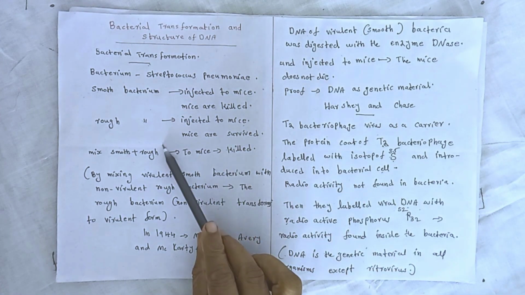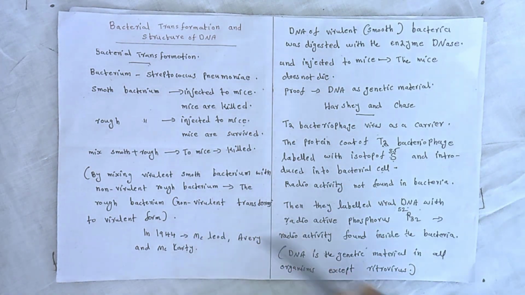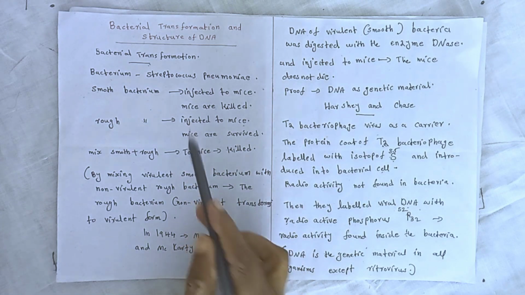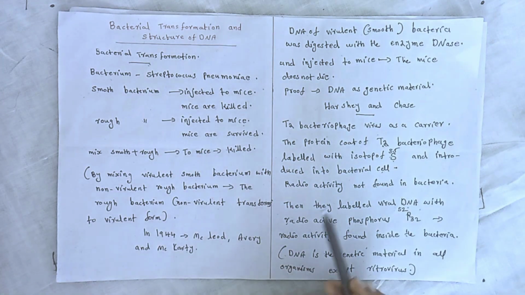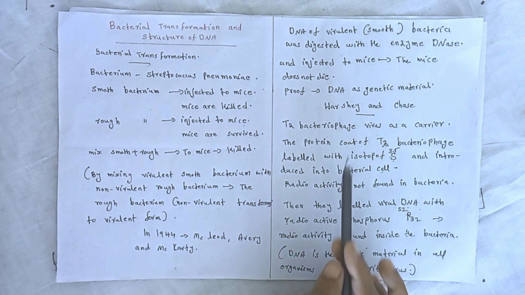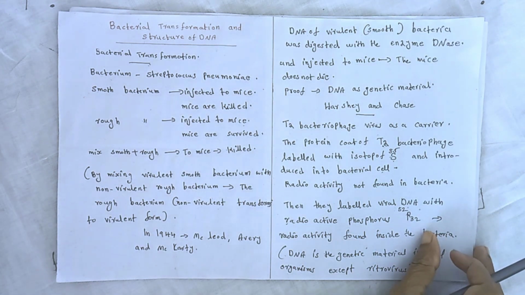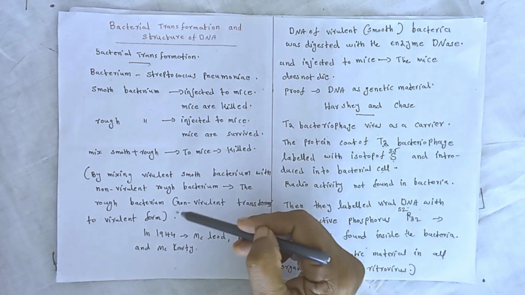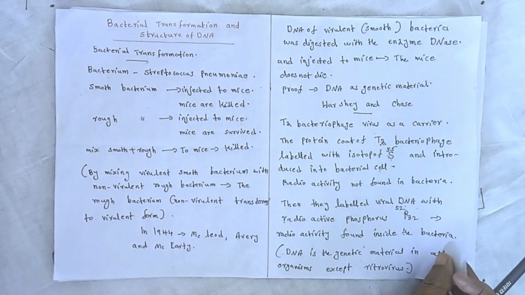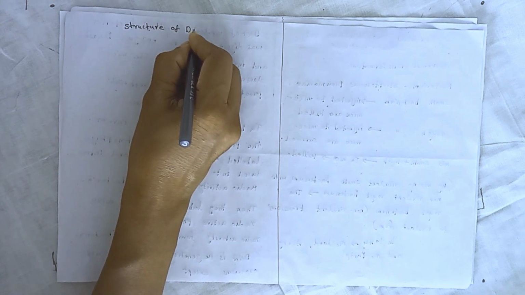Here we discussed in detail the bacterial transformation steps and different types of experiments that prove DNA as the genetic material. Here is the step of bacterial transformation. Next topic, structure of DNA.